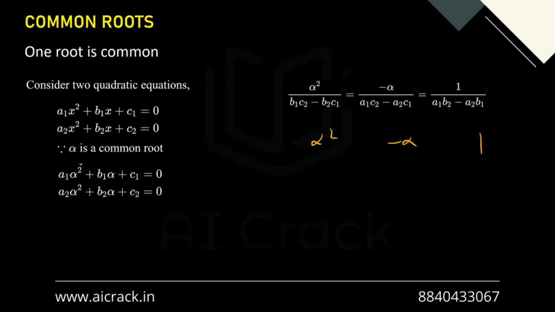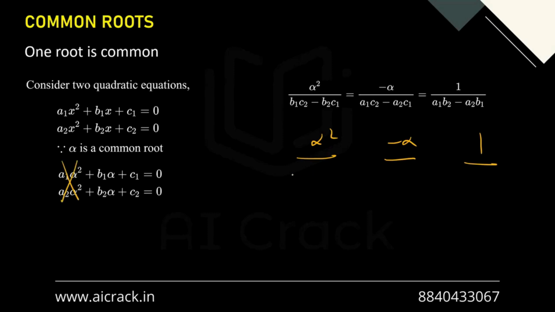So for alpha square, you can take the reference from here. For minus alpha, you can take the reference from here with a negative sign. And for 1, you can take the reference from here because we don't have any alpha over here. So that's why we have taken 1. Okay. So now once you have written that, we have to find out the denominators, right? For this one, we'll be hiding the terms having alpha square.